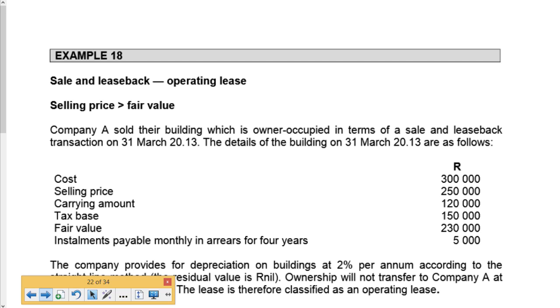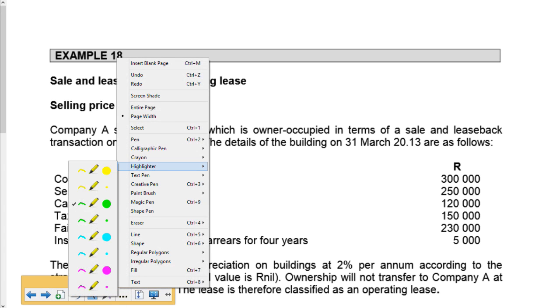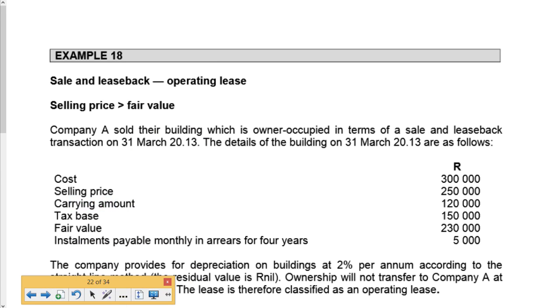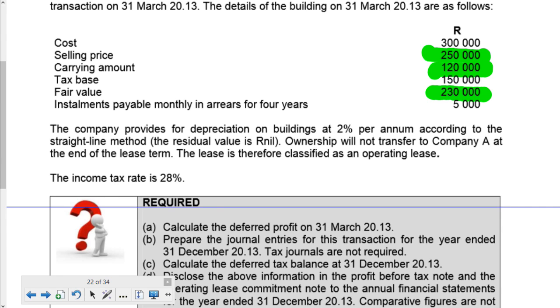So here's the numbers that are important. I don't know if I still got the highlighter on. I do. Here's the numbers that are important. Carrying amount, 120. Fair value, 230. Selling price, 250. Yeah? The company provides for depreciation at 2% per annum straight line. Ownership will not transfer back at the end of the lease. Installments payable monthly, 5,000 Rand.